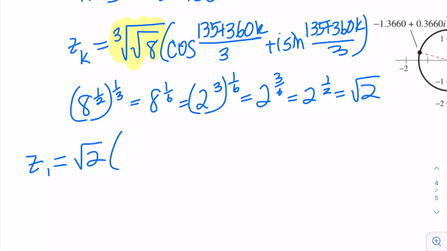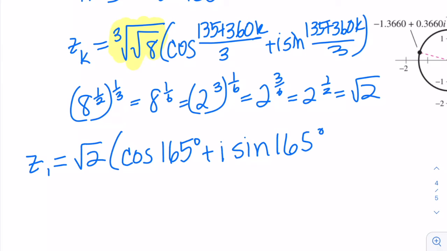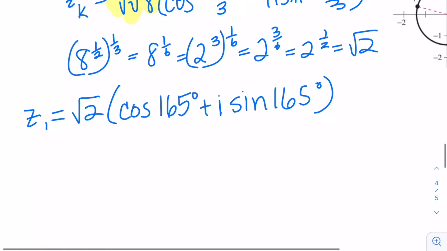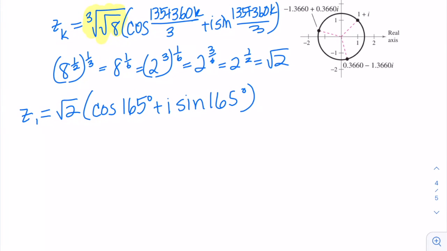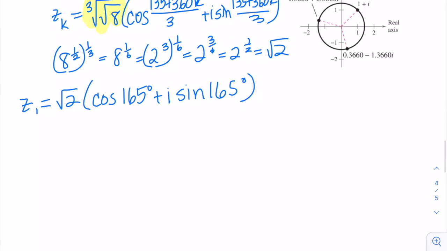And so when I plug in 1, we get cosine 165 plus I sine of 165. And so if I simplify that, well, we can't calculate that because that's not a special triangle. I mean, we don't know it right off the top of our minds. We'd have to use a formula. So I'm going to show you how to use the formula, but you can also find the decimal at this point. It gets a little messy. So I'm just going to say for this kind of problem, we're going to use the decimal.